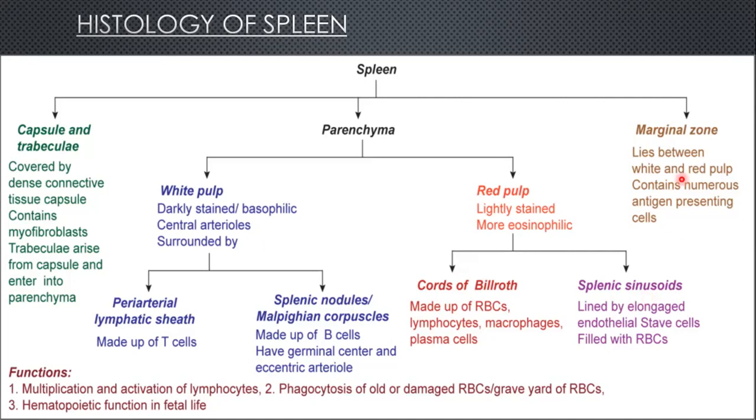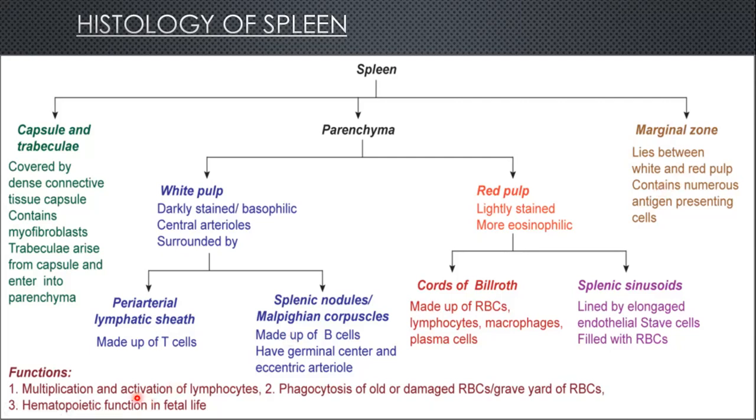Now, marginal zone. It is the area which surrounds the white pulp, between the white pulp and the red pulp. It contains numerous antigen-presenting cells, such as macrophages. Okay, with that, you are done with the histology of the spleen.